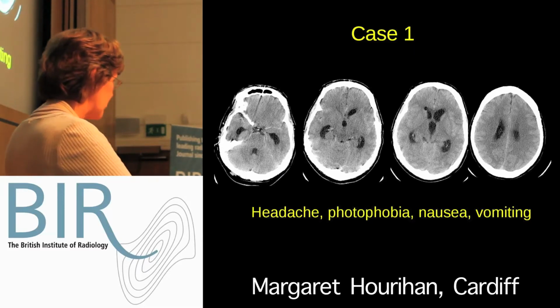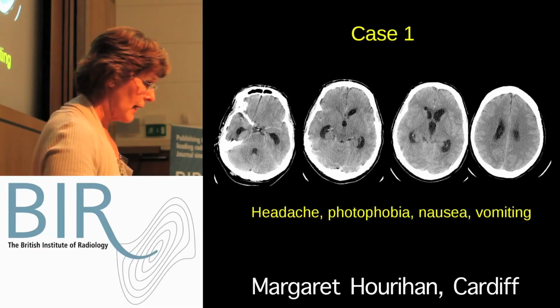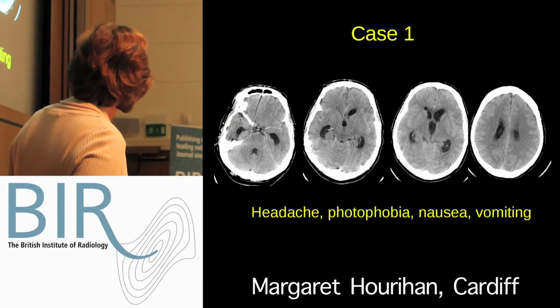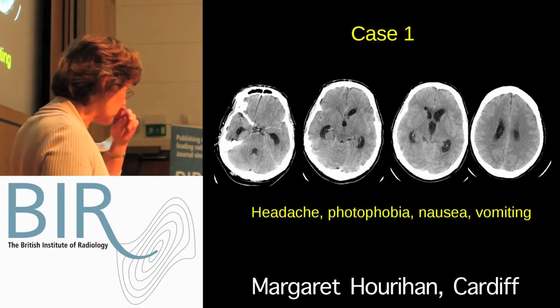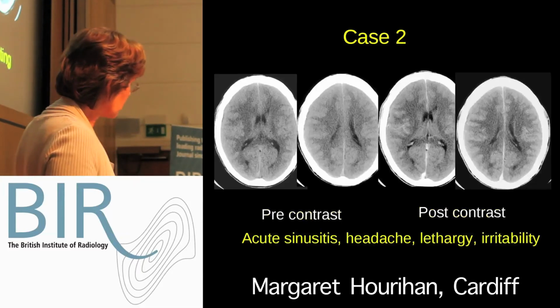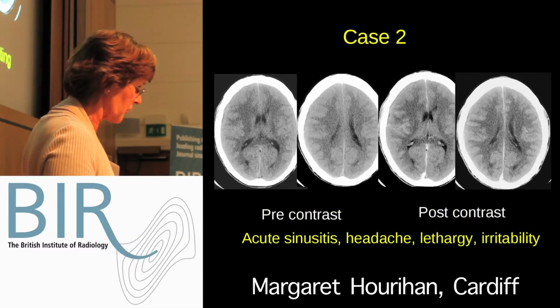So what I want to do is to give you 5 cases, and I want you to look at them, and at the end I hope you will get the diagnosis right. So this is your first case, and this patient presented with headache, photophobia, nausea and vomiting.